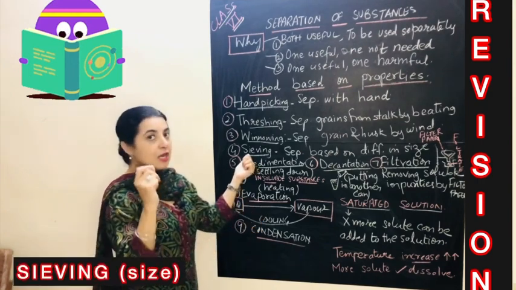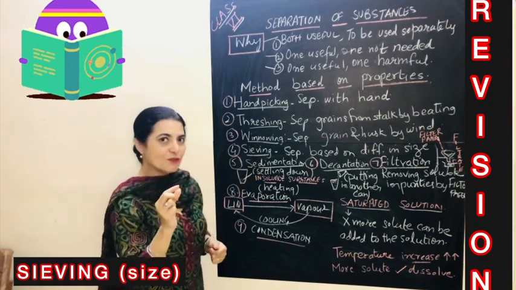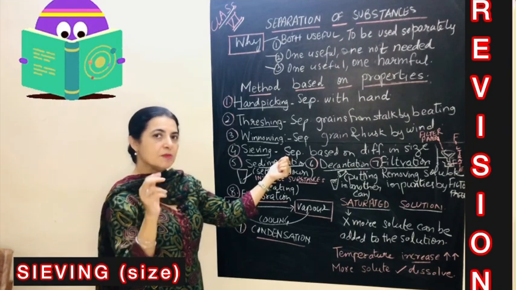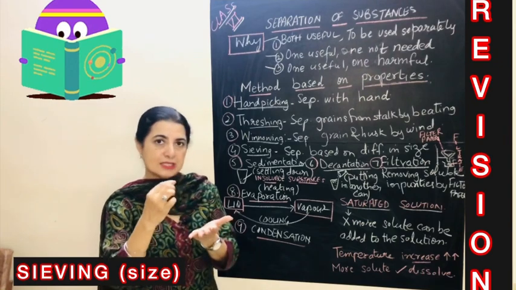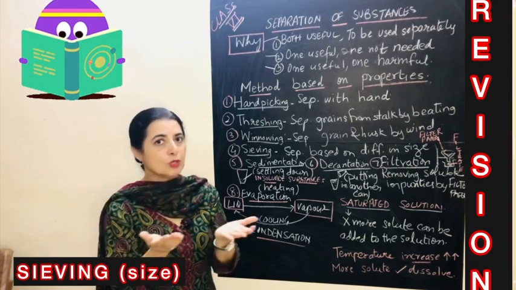Next is sieving. Now how do we remember this? S for sieving and S for size of the substances. So generally we are separating the various substances in a mixture based on the difference in the sizes. For example, आपके पास flour है उसके अंदर थोड़े से maybe husk is there or stones are there, they will get separated when you are using the sieve.